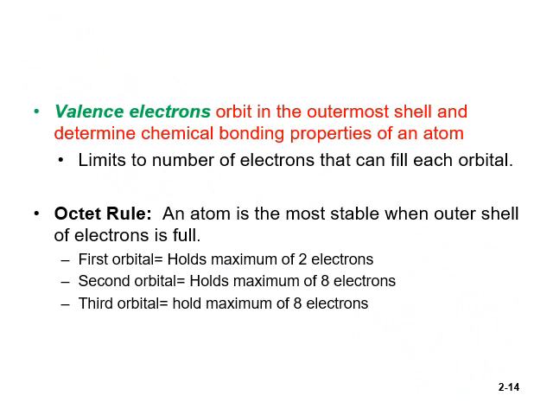So the valence electron is the number of electrons in the outermost shell. An element can have 8 electrons in the outermost shell or just 1 or 2 electrons. And the number of electrons in the outermost shell determines what types of chemical bond the atom will form. And we just looked at the octet rule. An atom is most stable when the outer shell of electrons is full.